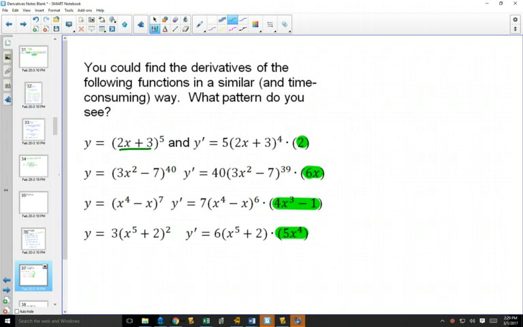So my inside function here is 2x plus 3. My inside function here was 3x squared minus 7. Inside function is x to the 4 minus x. Inside function is x to the 5 plus 2. Can you see that the derivative of the inside function is what's been highlighted in the green?